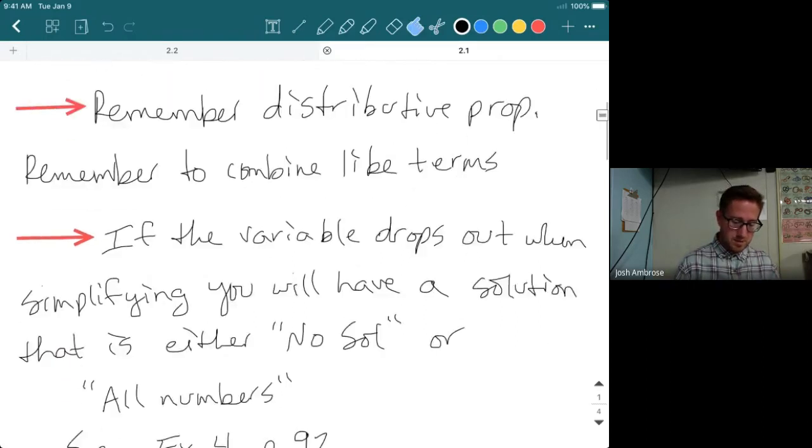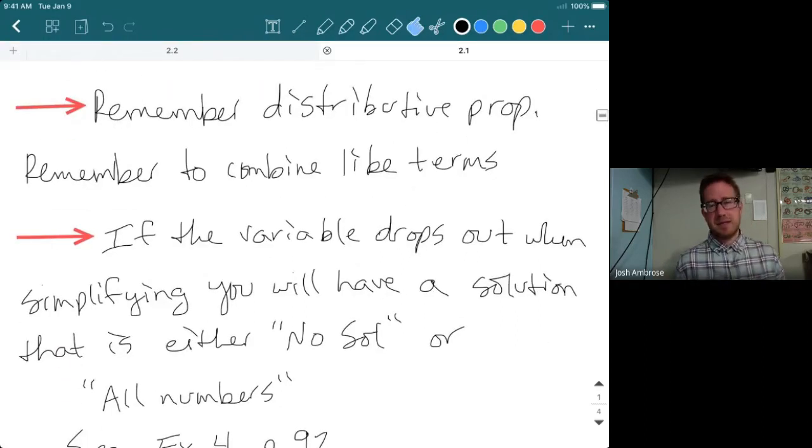All right, so now remember basic things like the distributive property. Remember basic things like combining like terms. You're going to be doing both of those throughout this section, both with equation equal signs or inequality signs. So remember those. You're going to see those in the example problems.